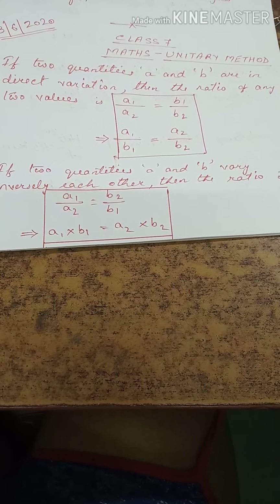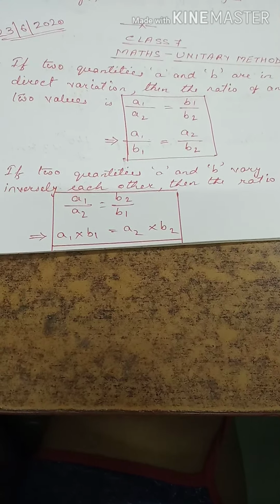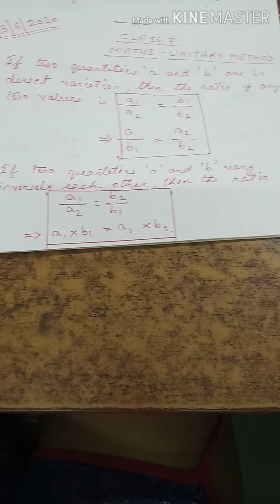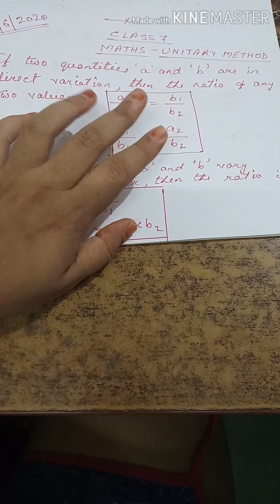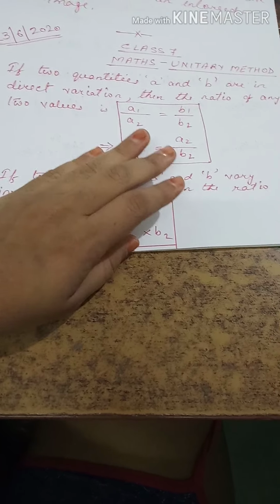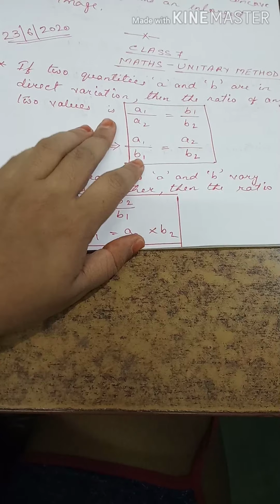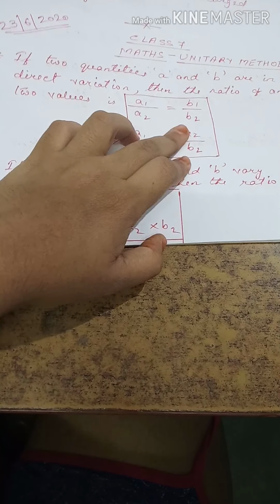Today we'll understand another chapter of maths, that is unitary method. So let us come to the formulas directly. The first one is, if two quantities A and B are in direct variation, then the ratio of any two values is A1 by A2 equals B1 by B2.